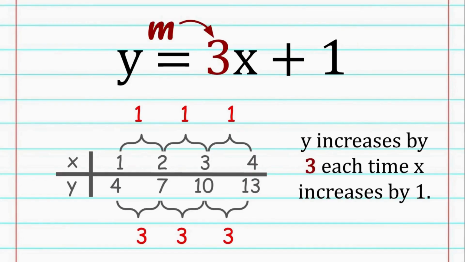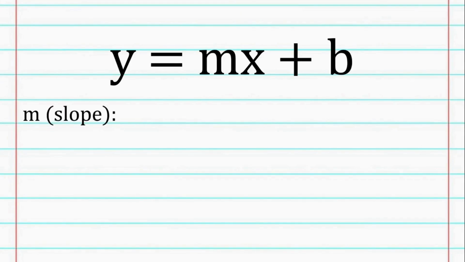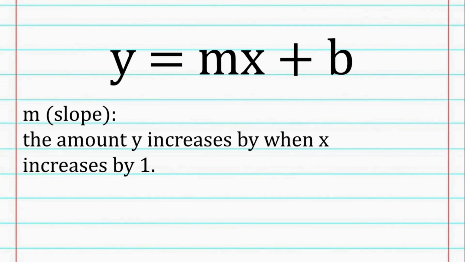I wonder if we can generalize that principle. In fact, we can. For y equals mx plus b, m, the slope, can be understood to mean the amount y increases by when x increases by 1. As x increases by 1 unit at a time, the y value will increase by the slope.